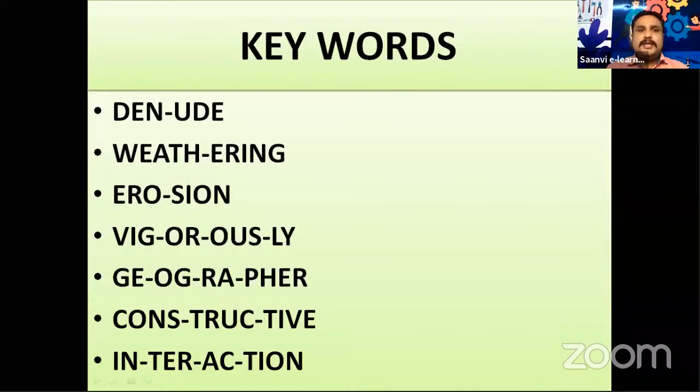Next is vigorous. Already you know that meaning. V-I-G-O-R-O-U-S-L-Y. This wind and water vigorously try to remove or carry the silt. The person who studies geography is called a geographer. Next is constructive, C-O-N-S-T-R-U-C-T-I-V-E. Erosion, vigorously, geographer, constructive. Okay, students?